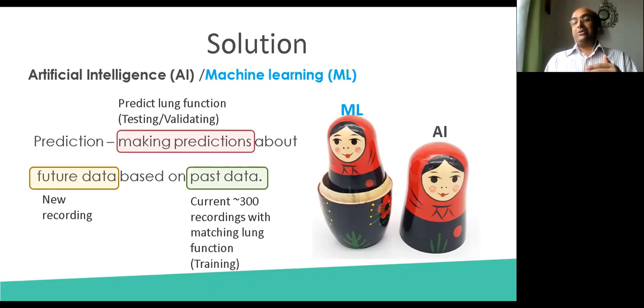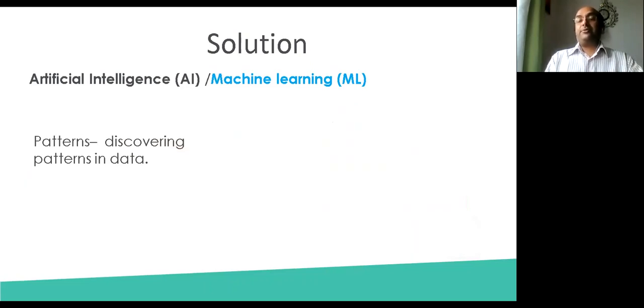So it's like you're training a machine, saying, "Here's my recording, and here's my lung function. Observe this, and if I now give you a new recording, can you tell me what the lung function can be?" So that's one of the things that AI does. The second thing AI does is try to discover if there's any hidden pattern in the data. Machine learning is very good at that.